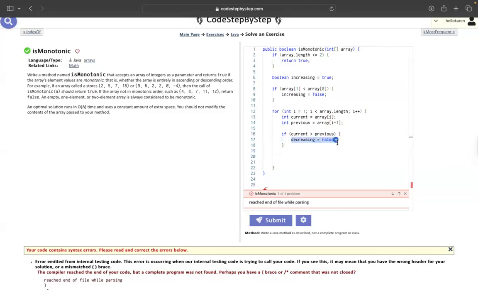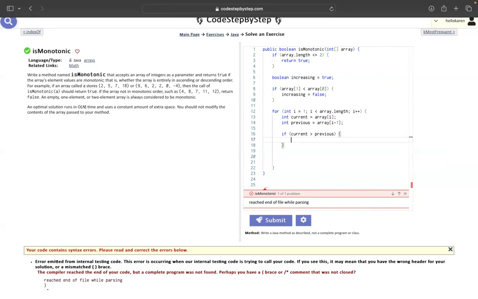Or alternatively, if increasing is false, that means we're looking for a downward pattern. Then if current is greater than previous, we have a problem, right? But inside your for loop, you want to check first, is increasing true or false? Because depending on whether we're looking for an up pattern or a down pattern, that's going to change whether what we're looking at is good or bad. So for this if statement that you're typing right now, instead of comparing our two numbers, the first thing I would ask is are we looking for an upward pattern or a downward pattern?